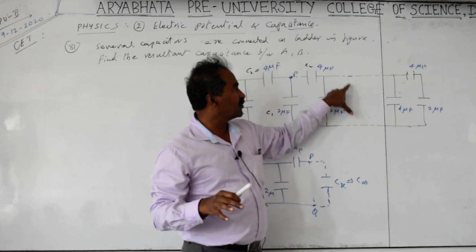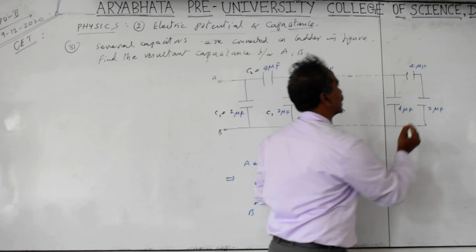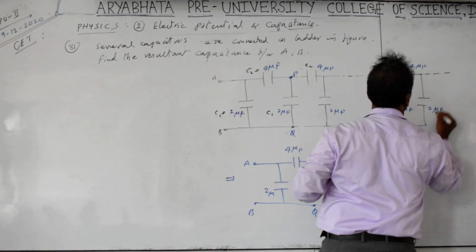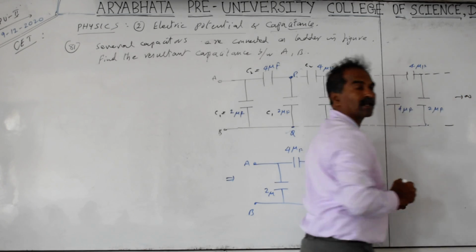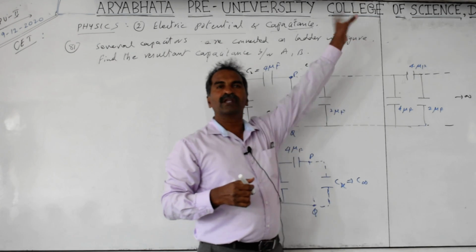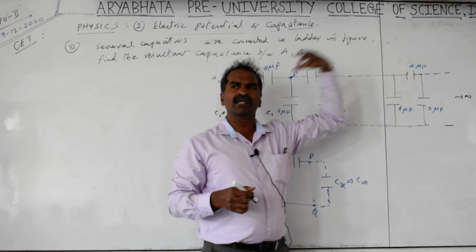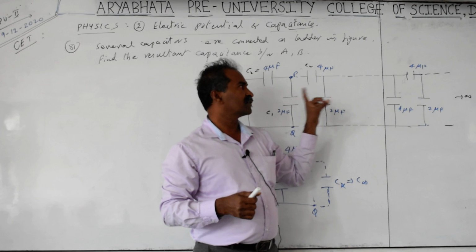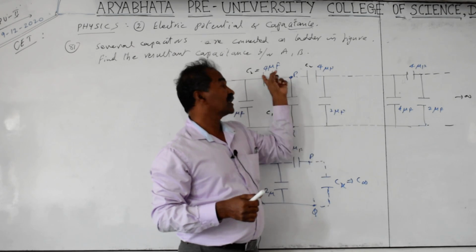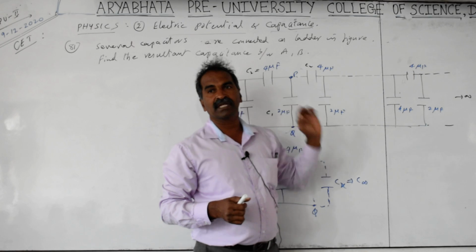One is they may give a gap in between, or instead of putting the dots here, they put dots there. They will call it an infinite series. Like that, you have taken the ladder up to infinity. Whatever large number you take, the result should not change. So what is the resultant capacitance between A and B? You have to find the resultant.